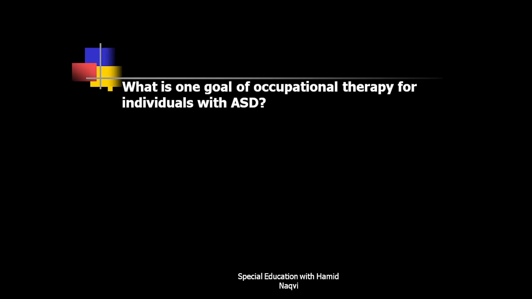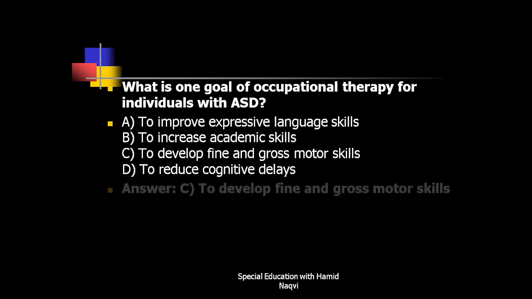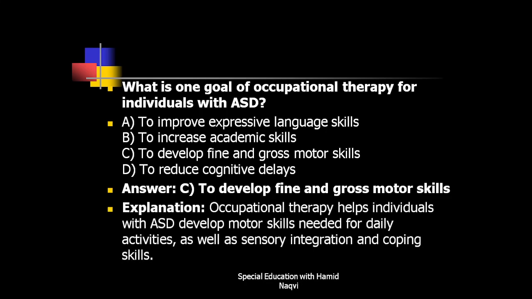What is one goal of occupational therapy for individuals with ASD? To improve excessive language skills, to increase academic skills, to develop fine and gross motor skills, and to reduce cognitive skills. The correct answer is C, that is to develop fine and gross motor skills. Occupational therapy helps individuals with ASD develop motor skills needed for daily activities as well as sensory integration and coping skills.